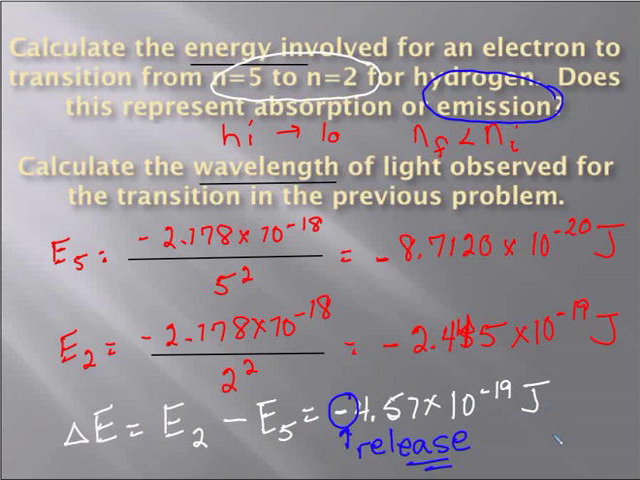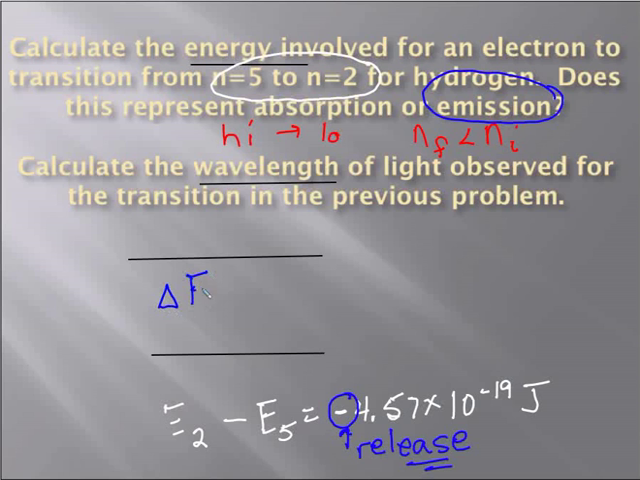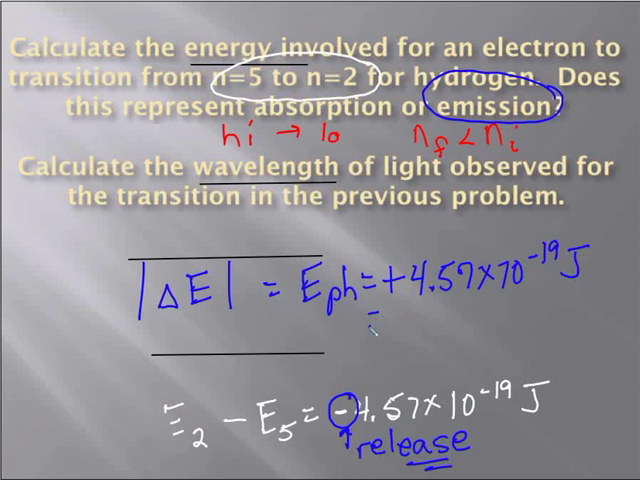So the answer to this question, does it represent absorption or emission, is emission. Now, the second part asked us to calculate the wavelength. I think we've got just enough time on this video to do that. So let's take a look. I'm going to leave that energy value there so we can use it. Now, remember when we move to a photon, that delta E is negative. We can't use a negative for the energy of the photon. We only take the absolute value when we're dealing with the energy of the photon. So our energy of the photon then is going to be positive 4.57 times 10 to the minus 19th joules.